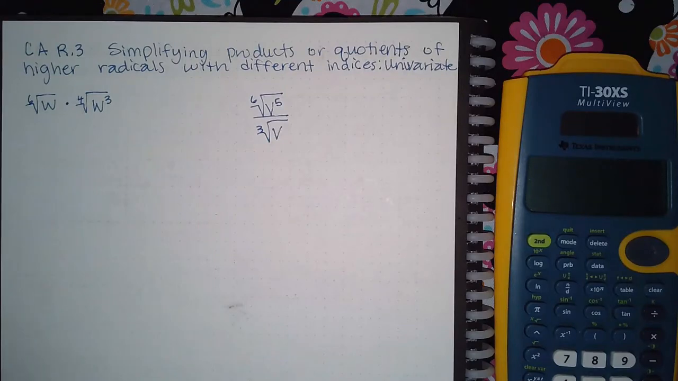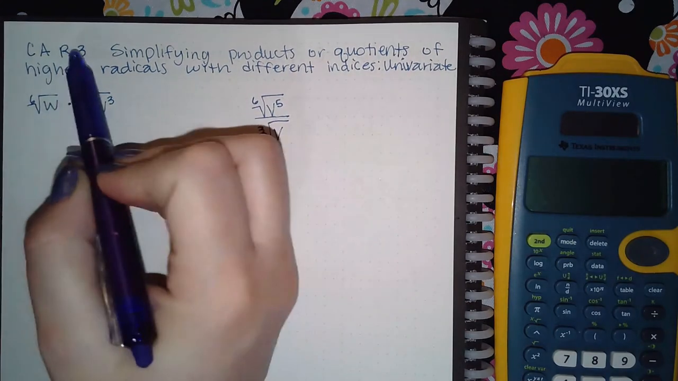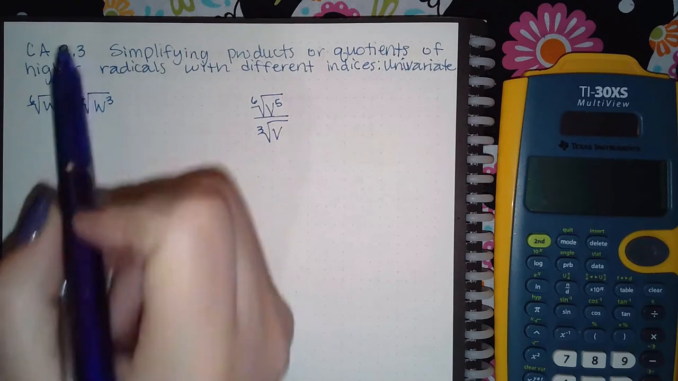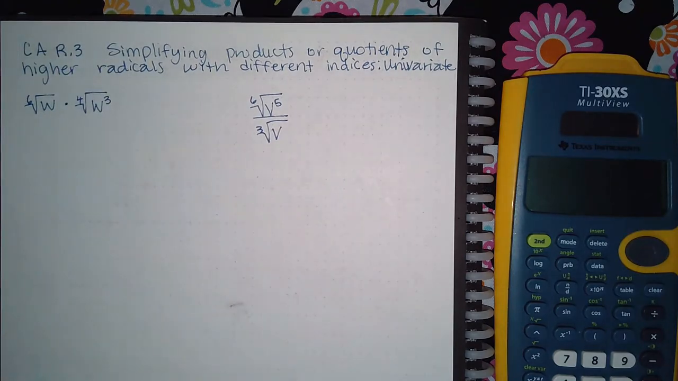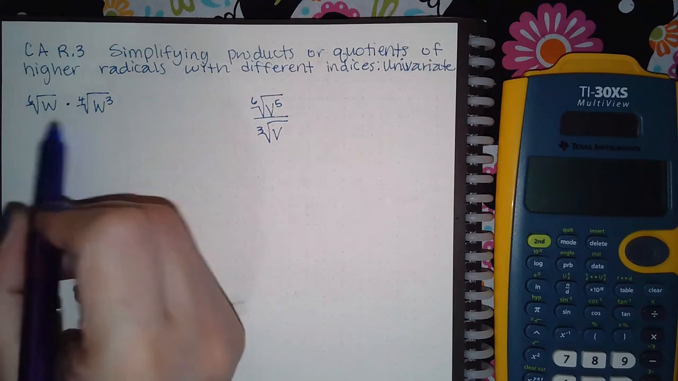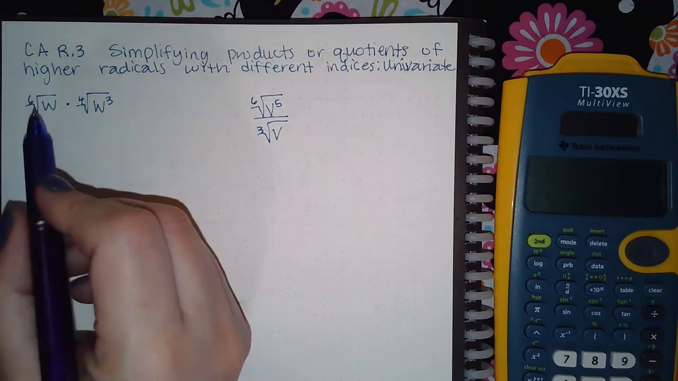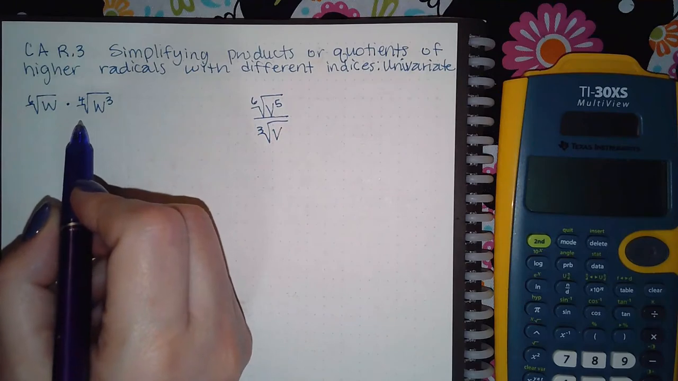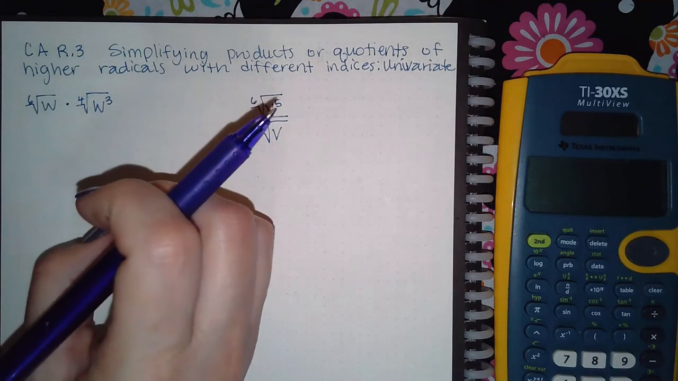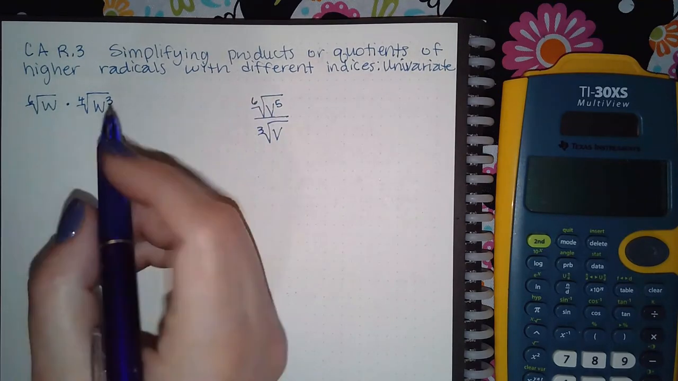Okay, this is College Algebra Chapter Review, Section 3, and this topic is simplifying products or quotients of higher radicals with different indices, univariate. So the best way to work these out is to change them into their exponent form, and then once they're in their exponent form, you can combine them using your power rules, okay?